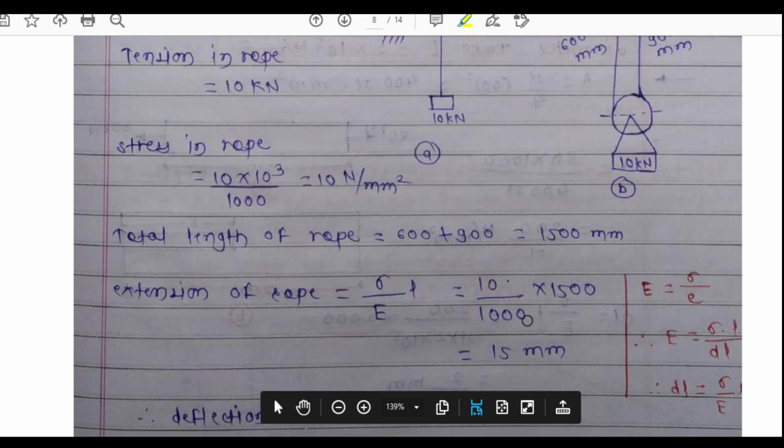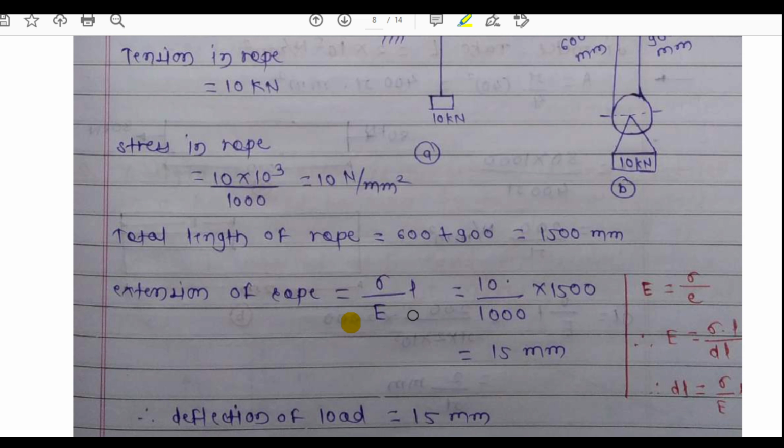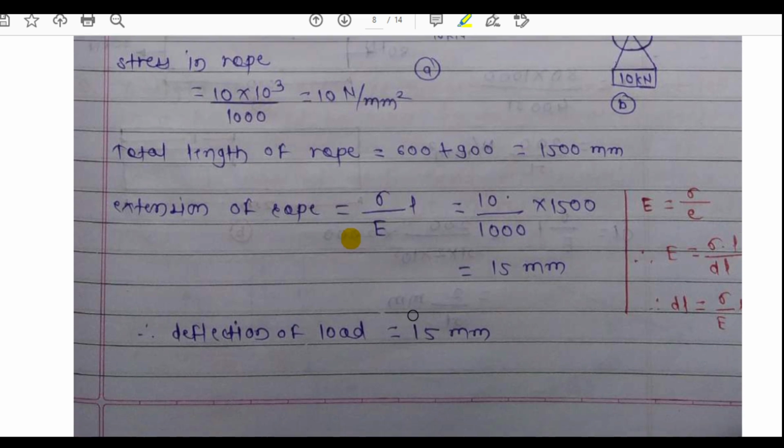Young's modulus they have given as 1000, sigma we have calculated as 10, and total length is 1500. This is the formula for Young's modulus, E equals sigma upon epsilon, and epsilon again equals delta L upon L, so we can get the formula delta L equals sigma upon E into L. This one I have explained repeatedly in the previous video and in this video also. So extension equals 15 mm, we have got an extension of 15 mm here.